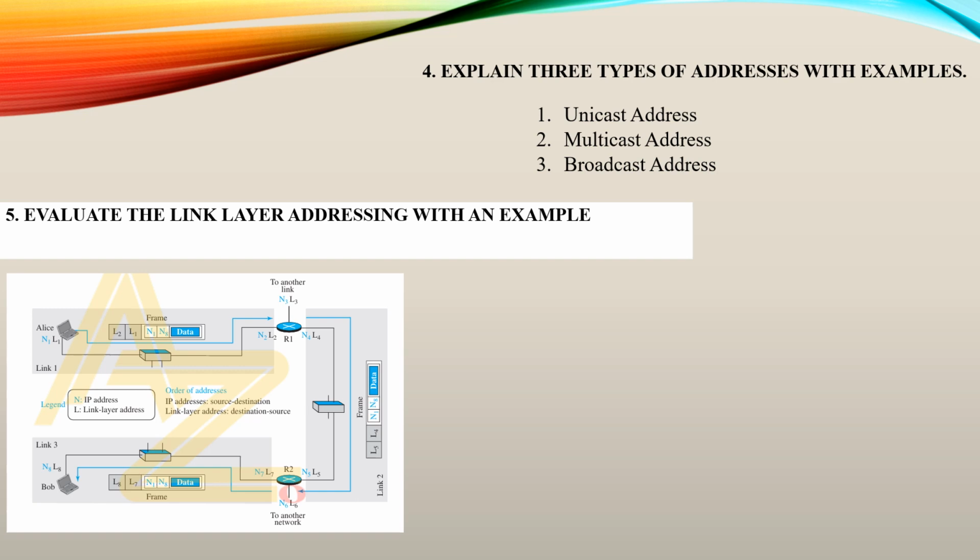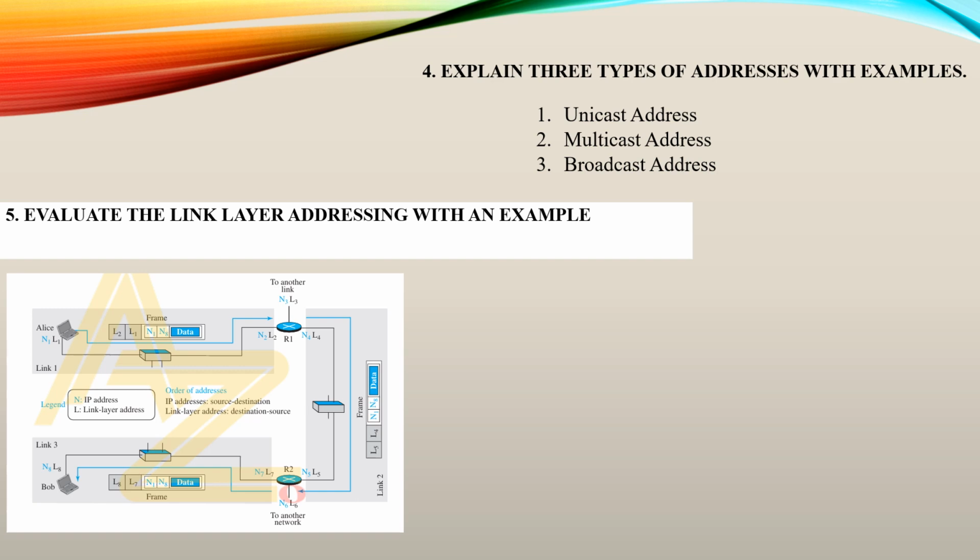Fourth question, explain 3 types of addresses with example: unicast, multicast and broadcast addressing. So these are the 3 types of addresses available. For the unicast address, you can represent it with a small diagram and write or explain what unicast is. Multicast is nothing but you have to draw a diagram.